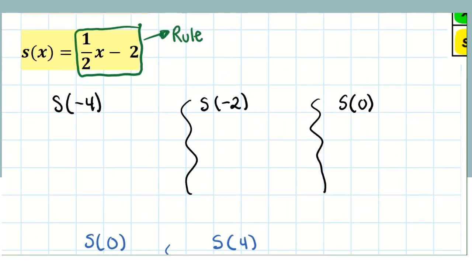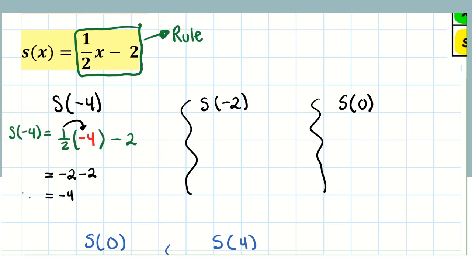Okay, so for s of -4, -4 is going to go into my rule, which means our x is going to be substituted with -4. Everything else just remains the same. So the 1/2 is going to get distributed into -4, which means multiplication, but it's easier to read it out loud. So 1/2 of -4 is -2. And we simplify that, so s of -4 is -4. So our input is the same as our output here.